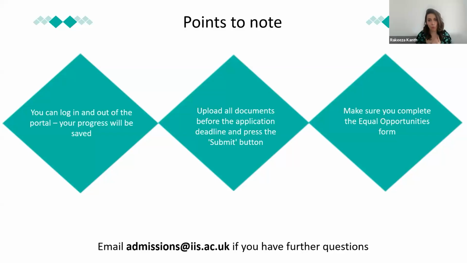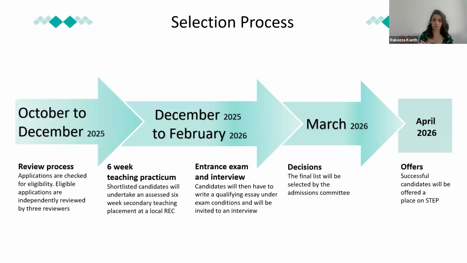Please make sure that all of the mandatory documents that are part of the application have been uploaded, and also please make sure that you complete the declaration and press the submit form before the application deadline. That's very, very important, because if you don't press submit, then your application won't reach us. And then also after you've done that, make sure that you complete the equal opportunities form. This form is kept separate from your application.